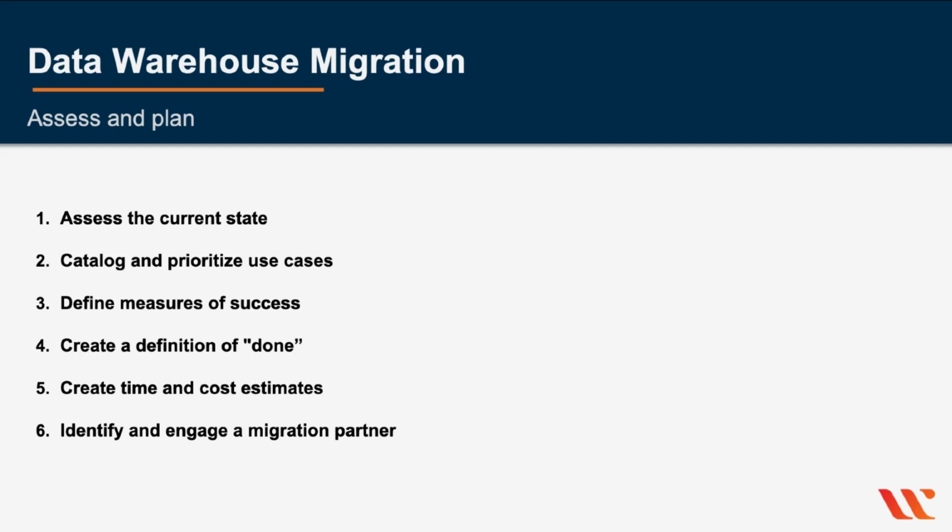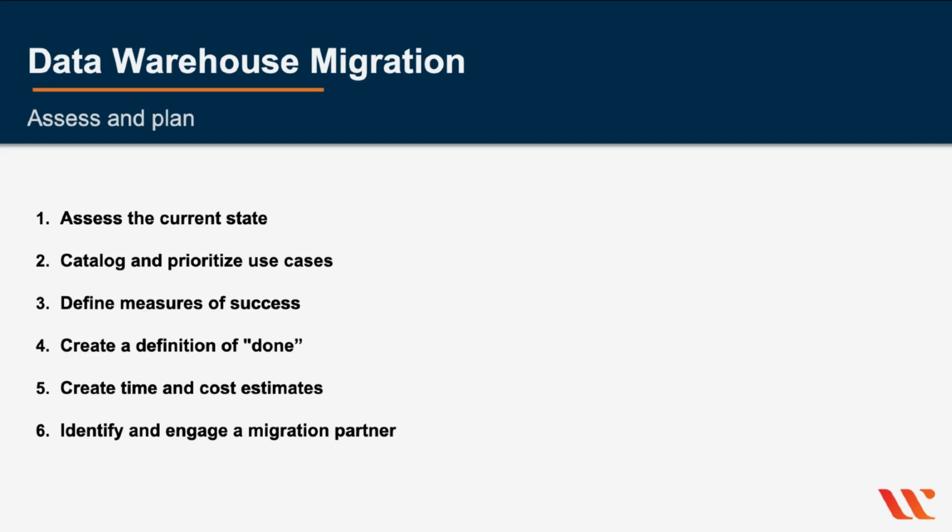You can then create a definition of what done means. So that's when you have a complex migration that involves multiple phases, then you need to have some sort of closure of when that project specifically ends, and then you can create add-on projects or do further migrations.